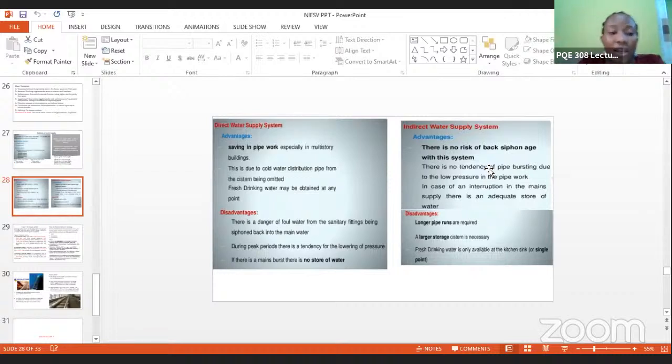So for the direct water system, of course, because you are not using any overhead, you are saving money in pipe works. You don't need any serious pipe work, and because it is direct, just like the question he asked the other time, from your well to your pot, you can obtain water. You are not putting fixtures everywhere.